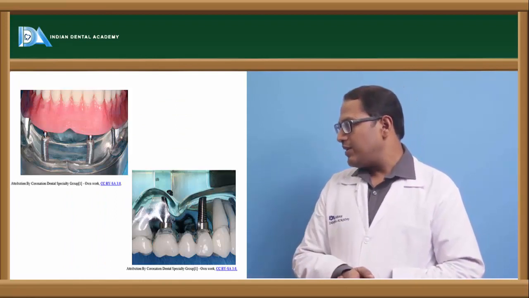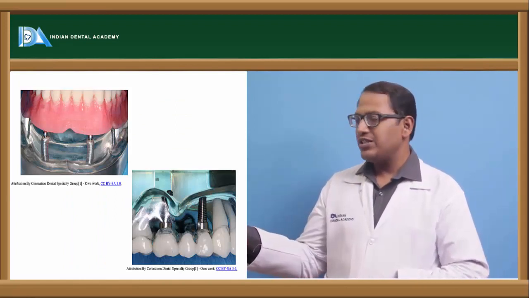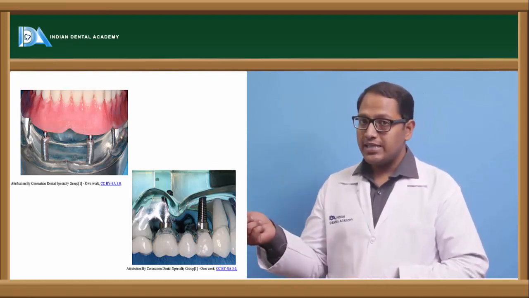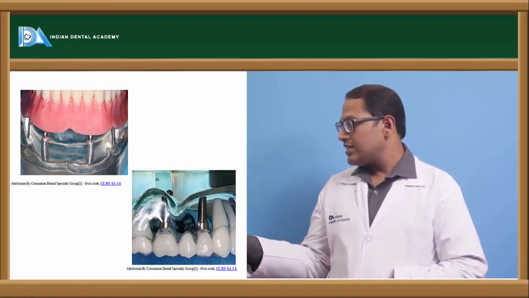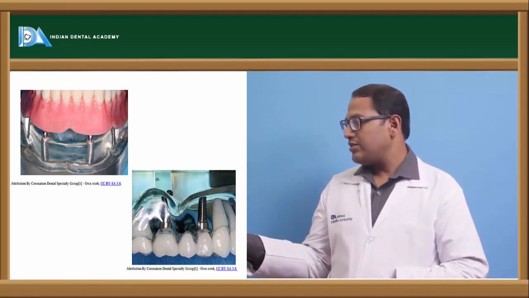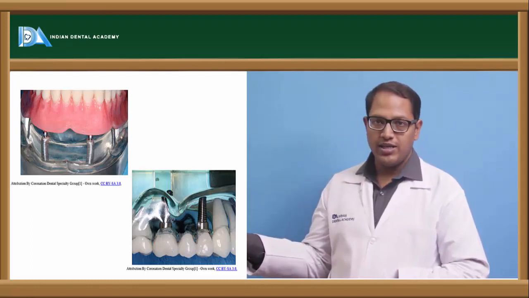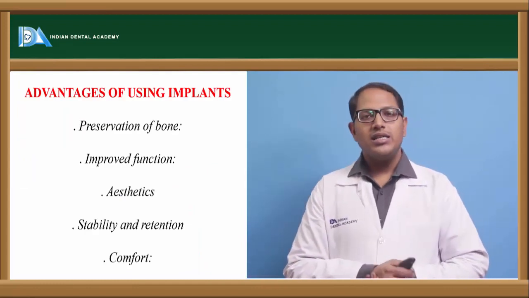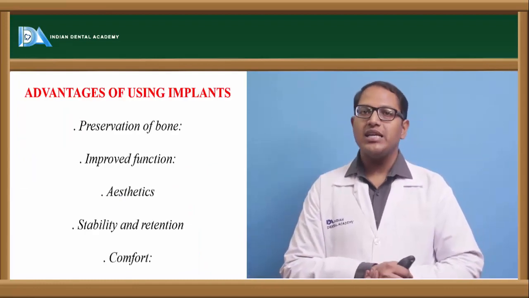So these are all the implants you can see. That's a removable partial denture fitted onto 4 to 6 implants, based on the study, whether in the maxilla or the mandible. Coming to this, it is a fixed partial denture. We can see 2 implants connected with a fixed partial denture bridge. That is the difference. And what is the advantage of using an implant?